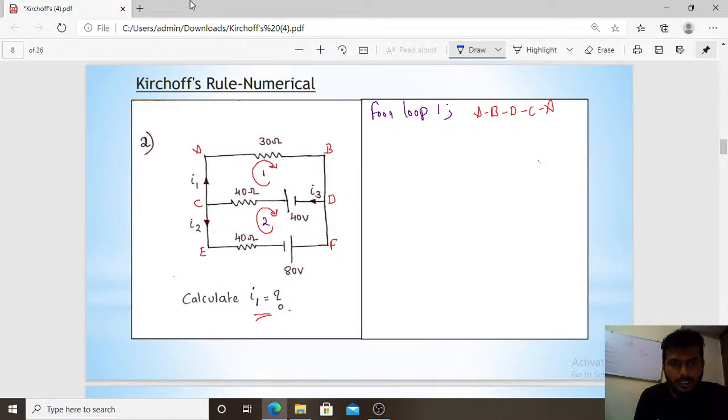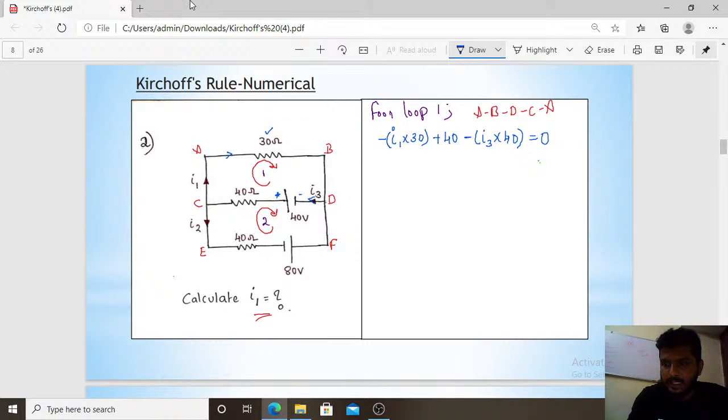So A to B, I have one resistor, right? My direction and current direction are the same, then minus I1 into 30. Is it right? Do it carefully. Then from B to D, I don't have any elements, so neglect. Then D to C, I have one battery, that is from negative to positive. My direction is also from negative to positive, that is nothing but plus 40, right? Then we have another resistor, my direction and current direction are the same, so then I need to take minus I3 into 40, that is equal to 0. Hope you understood, my dear.